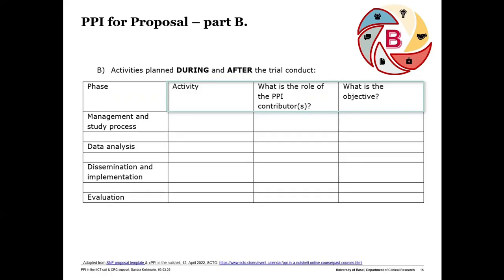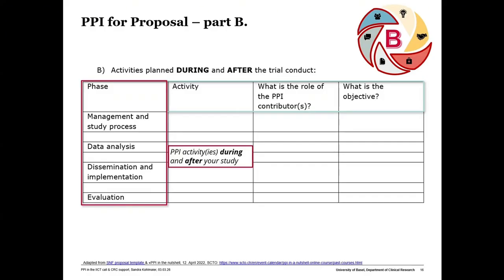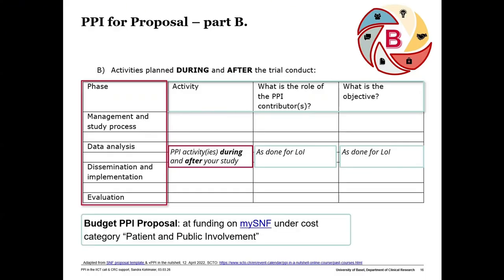And then you have the second part. And here you have these different phases and you fill in the activities during and after your study. And what is very important is that you also think about, as said before, the reimbursement or the remuneration of the PPI representatives is very important, and you need some budget for it. So don't forget to also have a PPI budget under the cost category patient and public involvement.